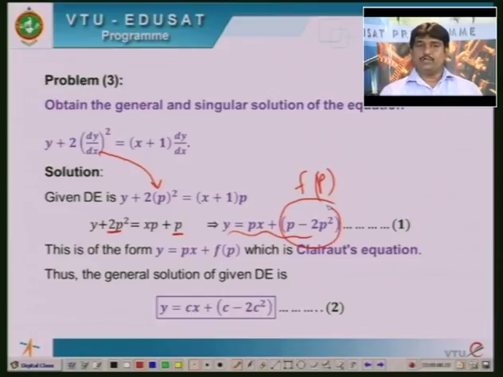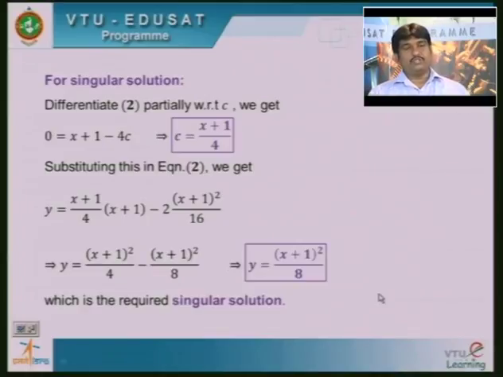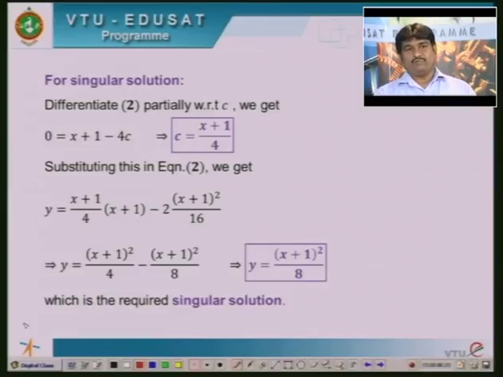So this is of the form y equals px plus f(p), which is Clairaut's equation, and hence its general solution is simple. Just replace p by C to get y equals Cx + C − 2C square. Now we have to differentiate this equation with respect to C, treating x and y as constants, to get the singular solution. When you differentiate, we get 0 equals x + 1 − 4C, from which C is (x + 1) divided by 4.